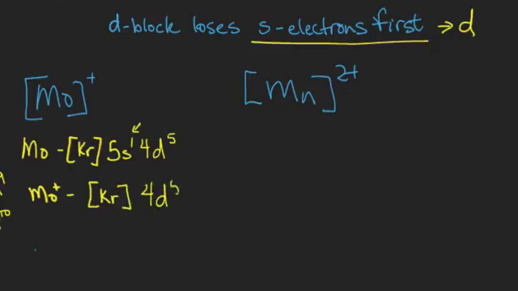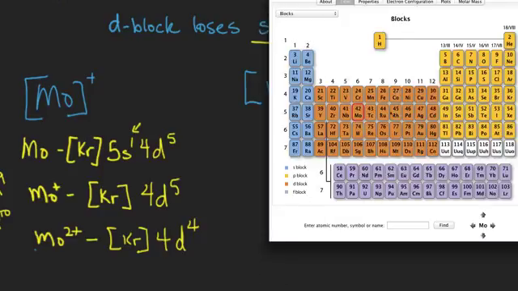What happens if we lose another electron? Then we go to the D block. Oops, sorry, that should be a 4. Get it? Alright, let's look at manganese here.